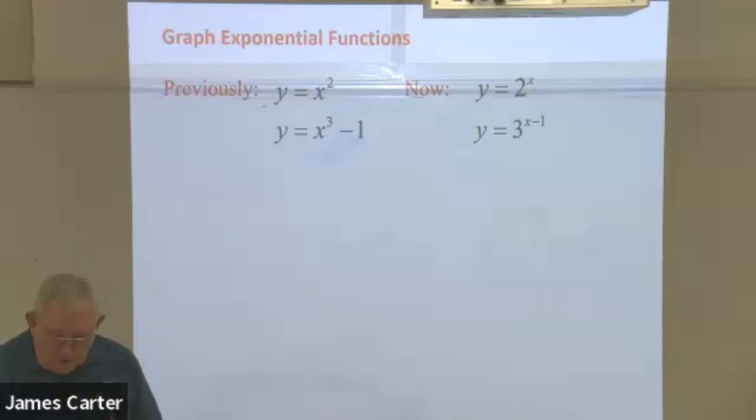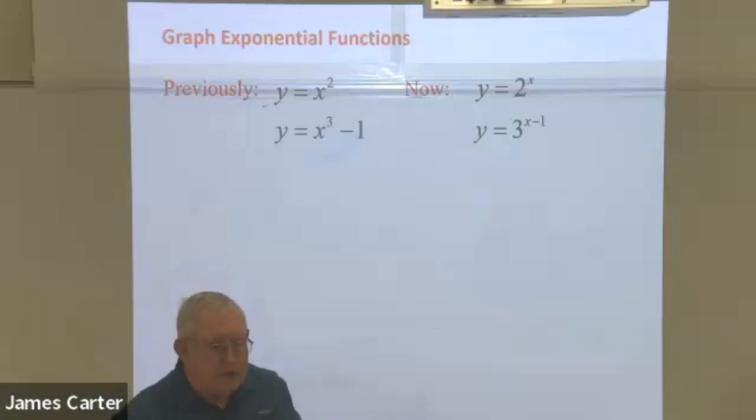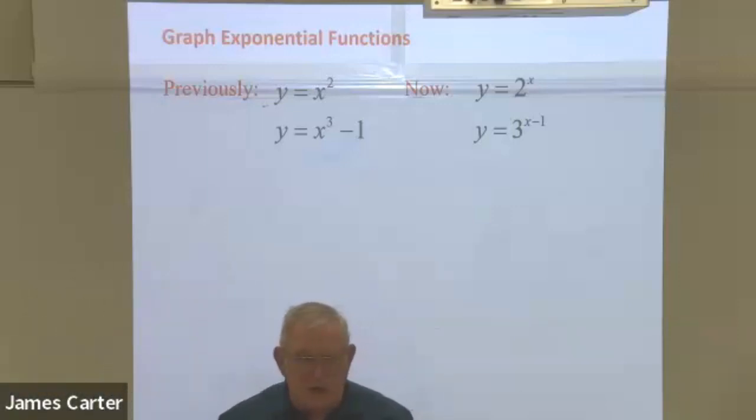Now, look in your folder packet from page 17 to page 20. Pages 17 to 20 are a whole bunch of stuff with both exponential and logarithmic, which is where we're headed.